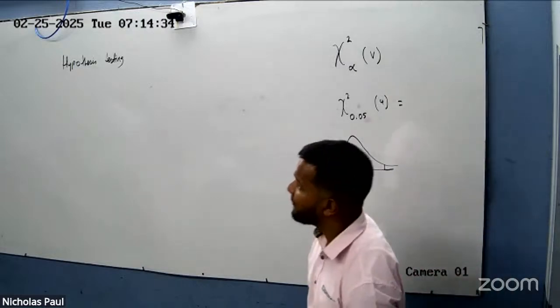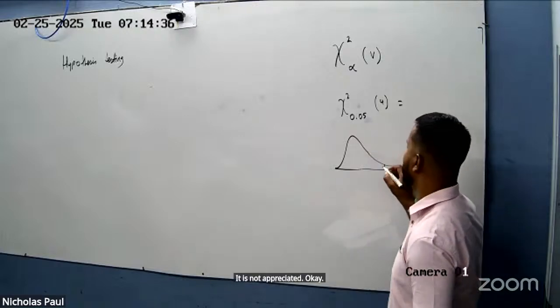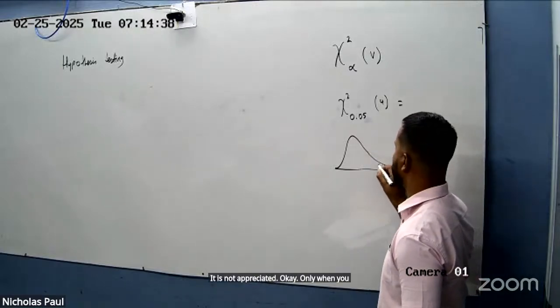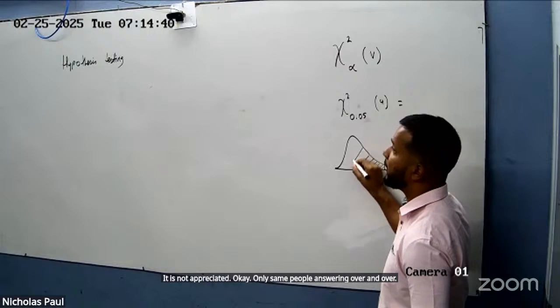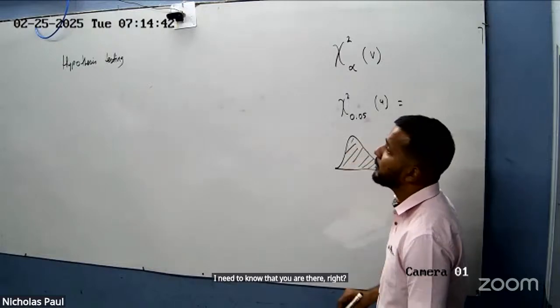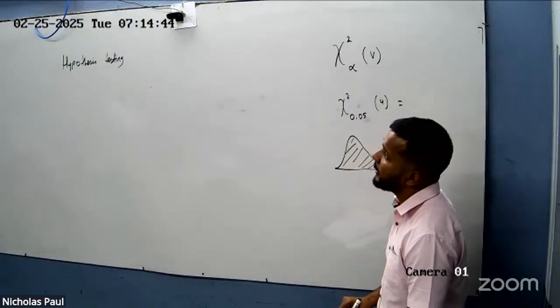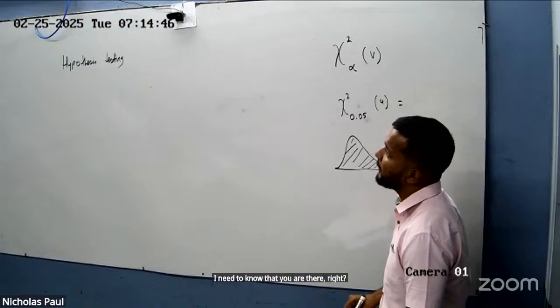To the left is shaded, okay. Only the same people are answering over and over. I need to know that you're all there, right? Darian, Ravisha especially. Ravisha, are you there?